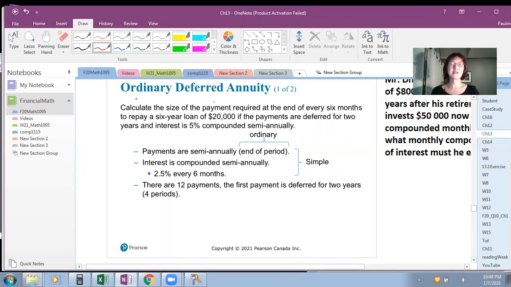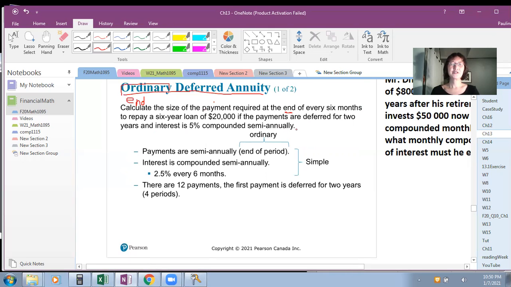Now let's look at an example of an ordinary deferred annuity. Ordinary means payment is made at the end. So let's look at an example. Calculate the size of payment required at the end of every 6 months to repay a 6-year loan of 20,000 if the payments are deferred for 2 years and the interest is 5% compounded semi-annually.